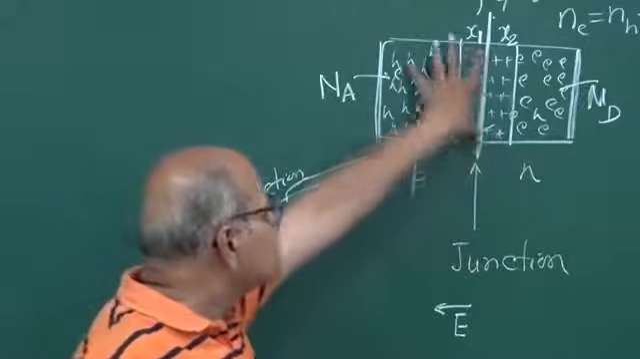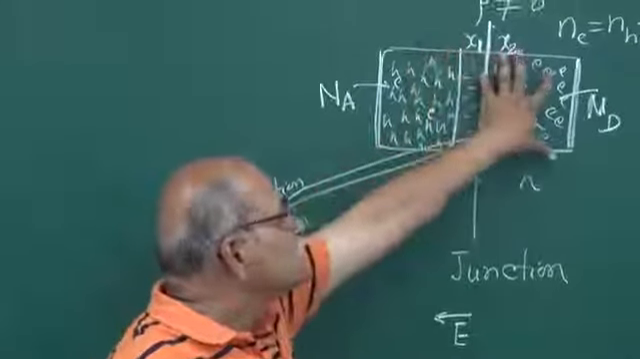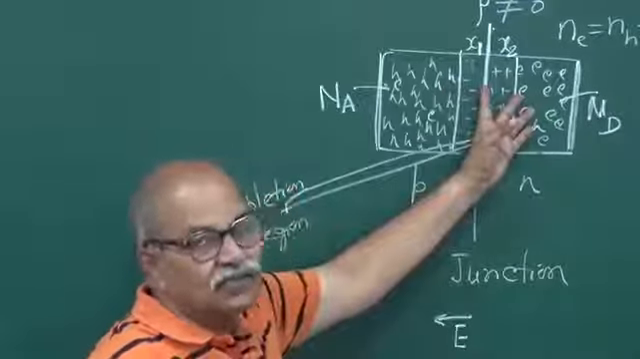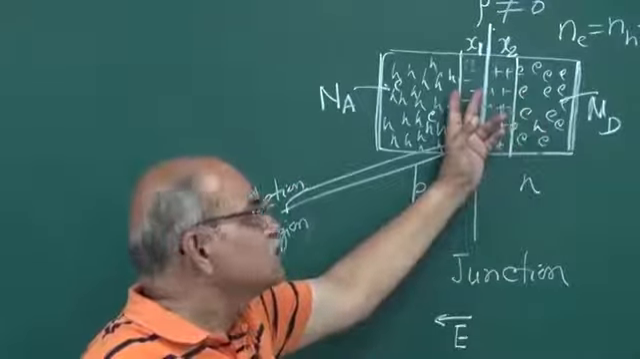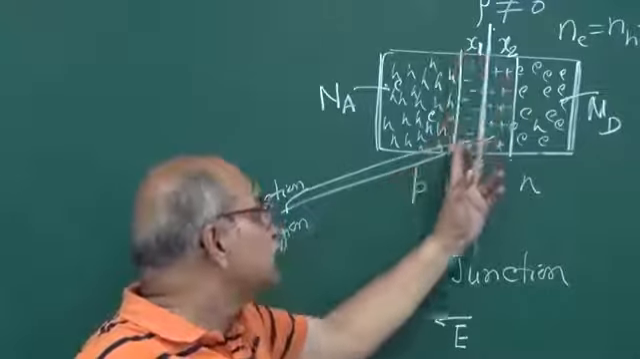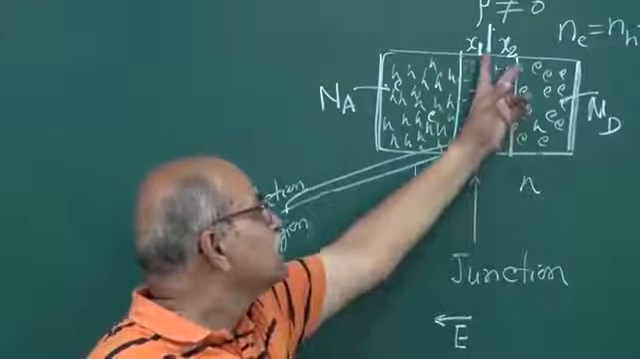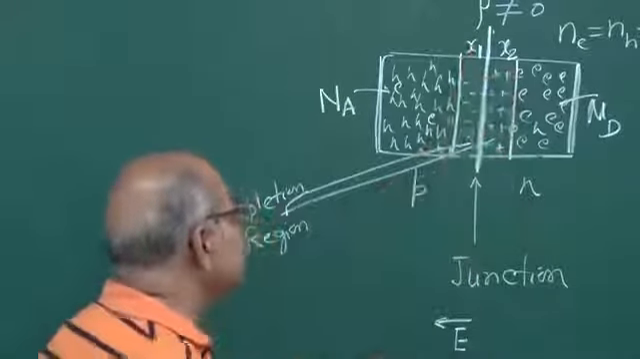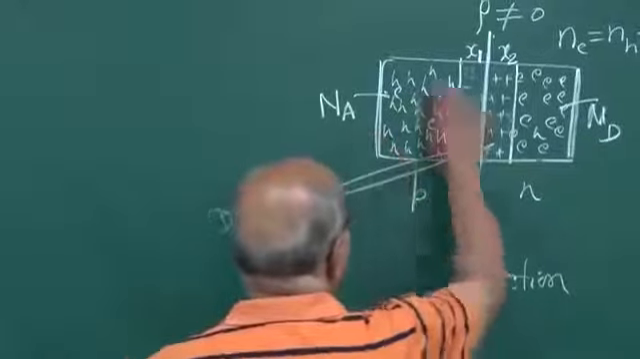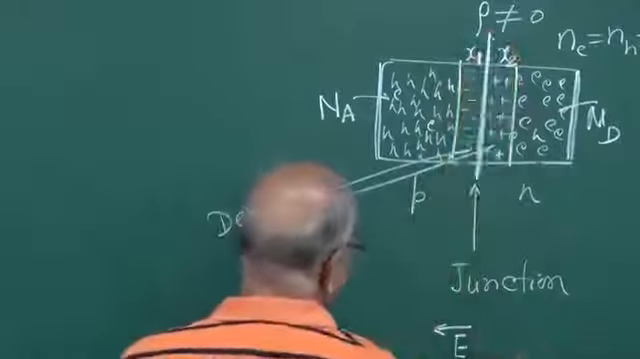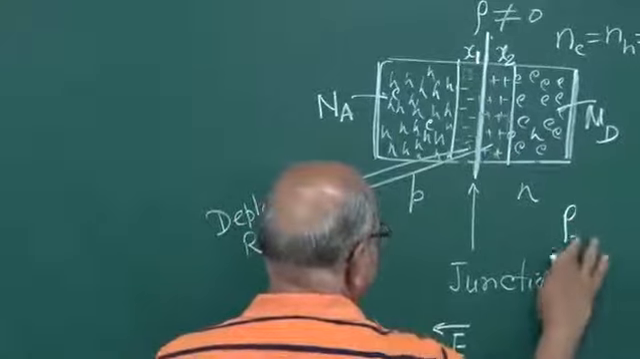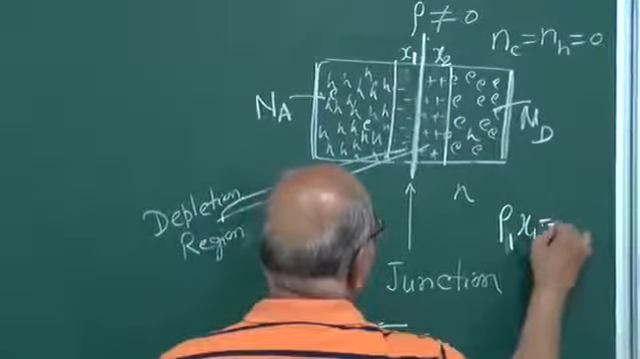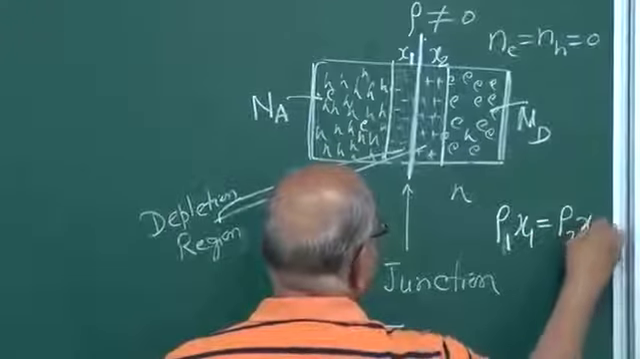How many acceptor impurities per centimeter cube, how many donor impurities per centimeter cube, that will decide this. If you have a large density here and a smaller density here, and these holes are to neutralize these electrons, or these electrons are to neutralize these holes, a small width is sufficient to neutralize a larger width here, and therefore x1 and x2 will be different. And you can always have this relation: rho 1 times x1 is equal to rho 2 times x2.